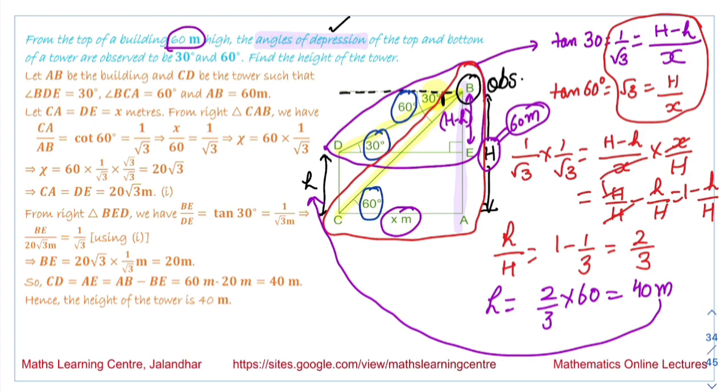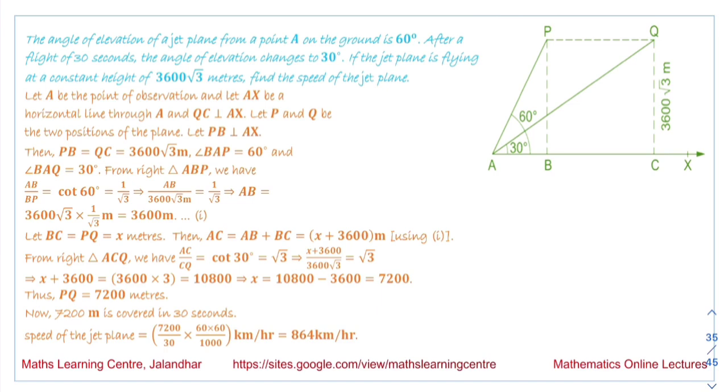Now next is: the angle of elevation of a jet plane from a point A on the ground is 60 degree. So we are saying some point A is there on the ground.